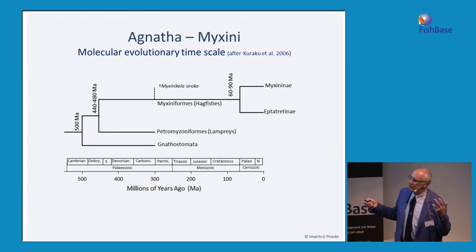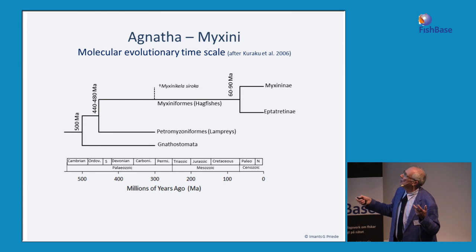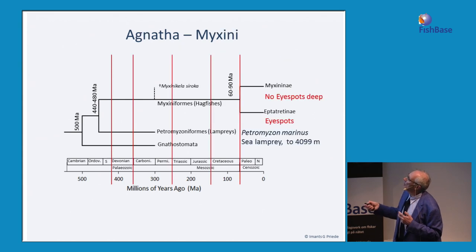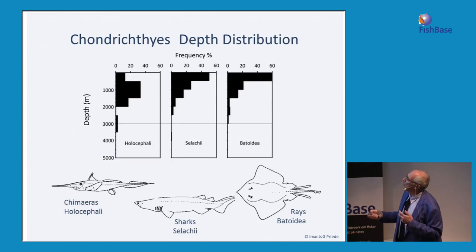Now, the problem with these molecular trees is that extinct branches are missing. This is only dealing with living relatives. So this is maybe a case where the hagfishes, which are well known for being able to tolerate low oxygen, may have simply survived in the deep for a very, very long period of time and have survived through the 5 major extinctions and all the anoxic events.